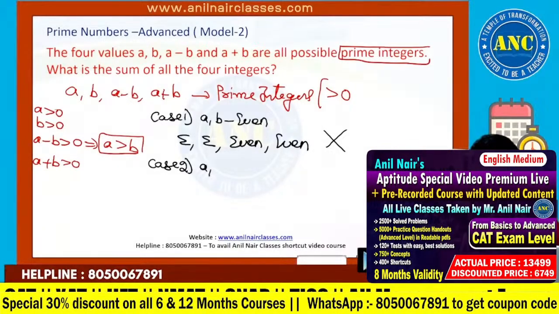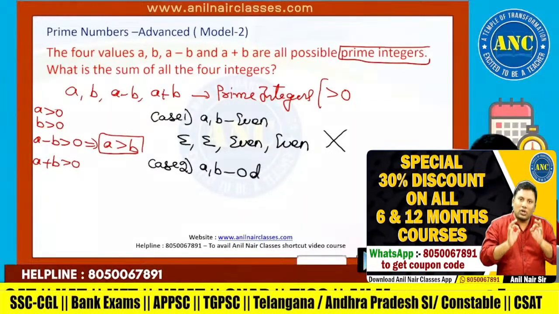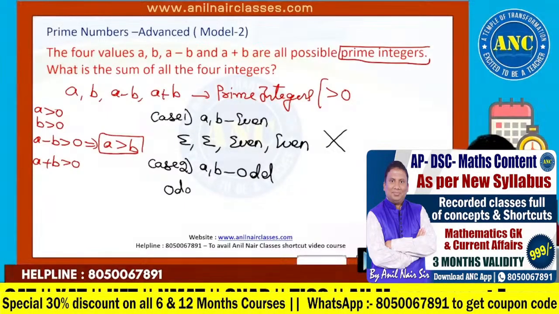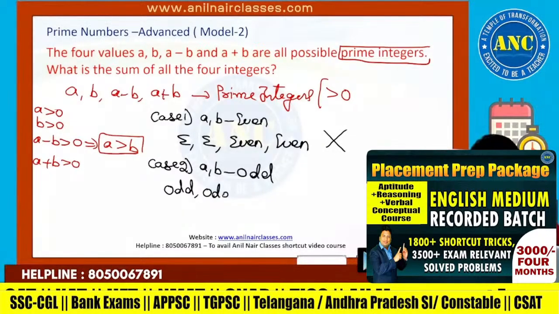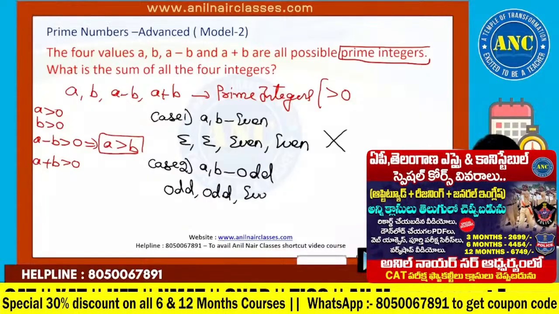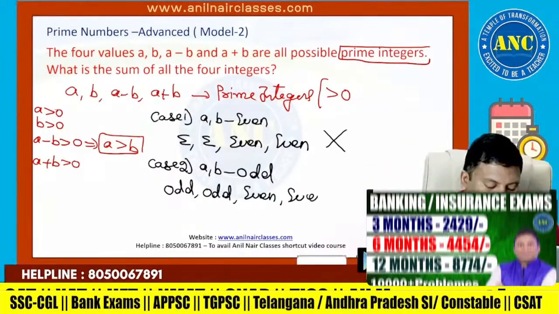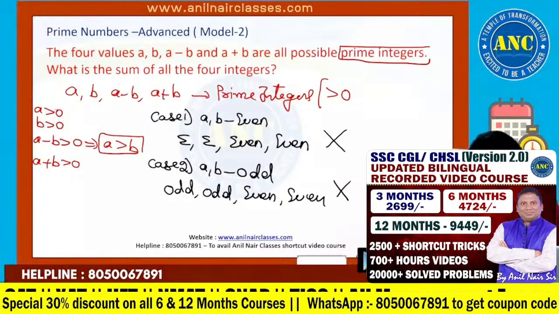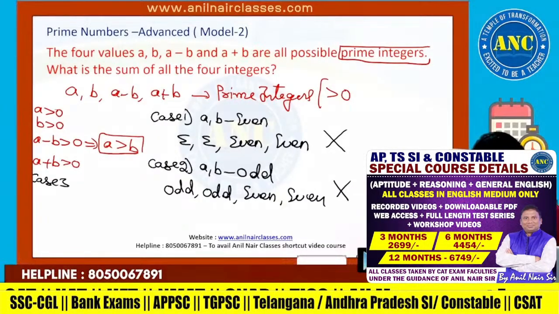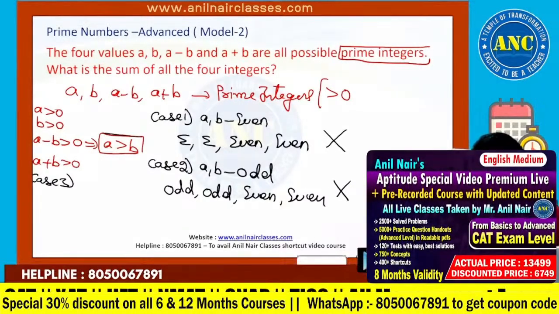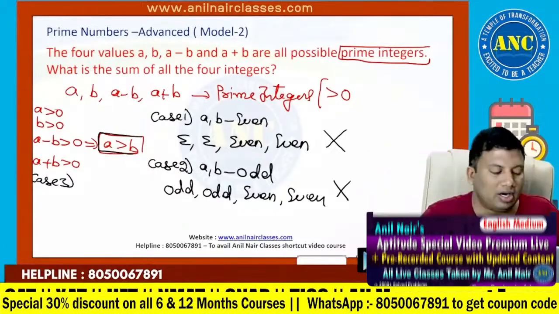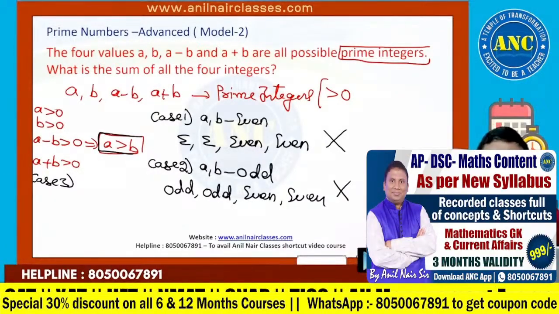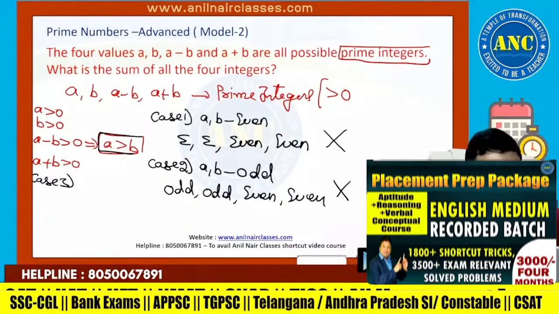Case number 2, A and B both are odd. Let me take both as odd numbers. A is an odd number. B is an odd number. Odd minus odd, even. Odd plus odd, even. There cannot be 2 even numbers in the set of prime numbers. Case number 3. A is greater than B. So you cannot take A odd and B even in the wrong way around, because the lowest prime number is 2.